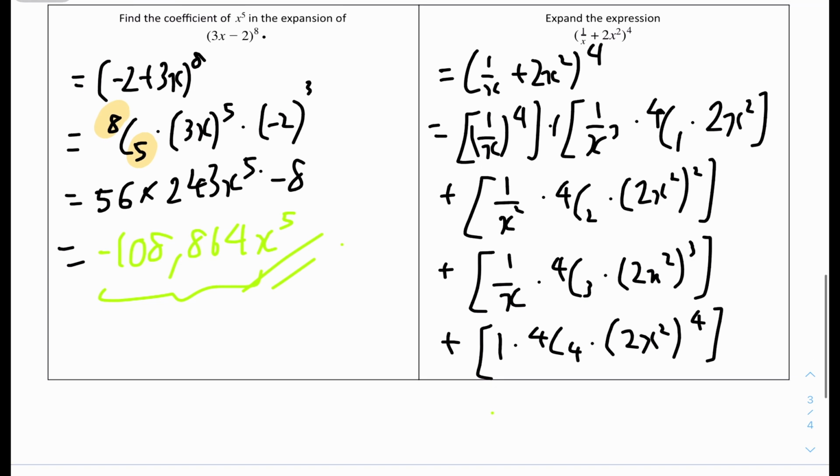And let's write the answer down below here. So the first term, 1 over x to the power of 4, is quite simple, it's just 1 over x to the power of 4. And then the second term will be 1 over x to the power of 3 times 4c1 times 2. So let's just do 4c1 times 2 first. So 4c1 times 2 is equal to 8.